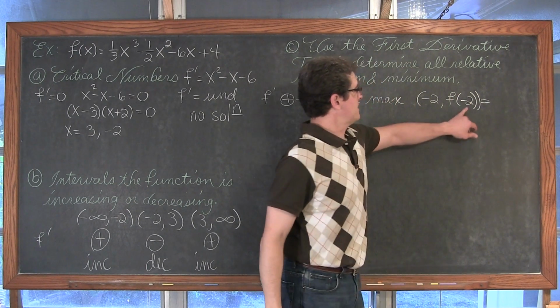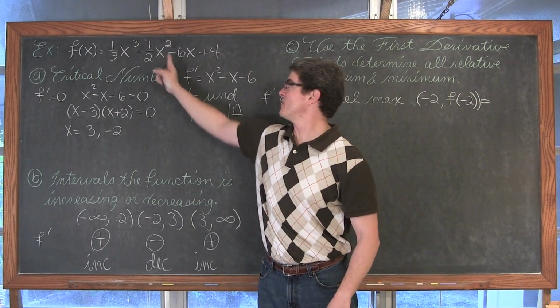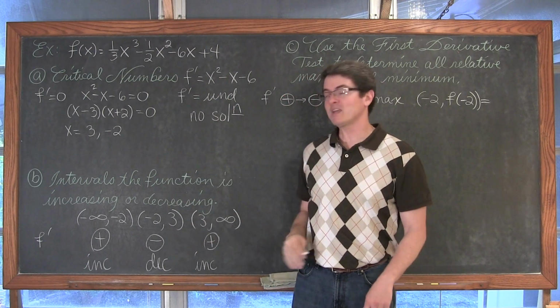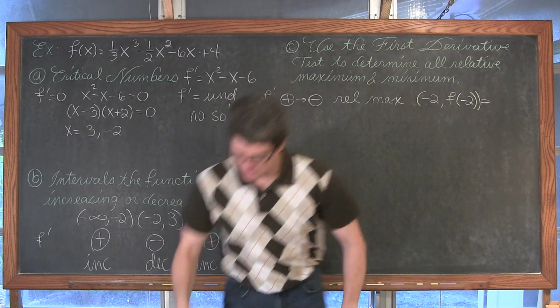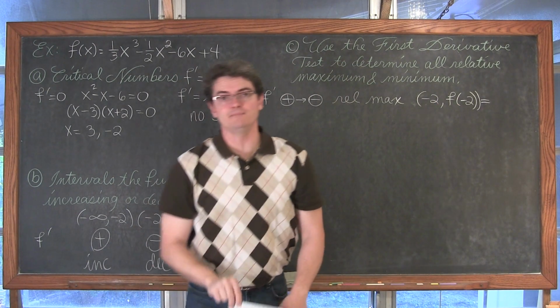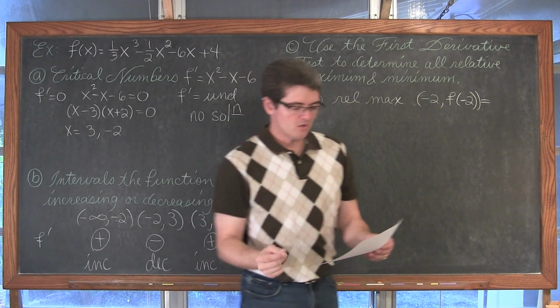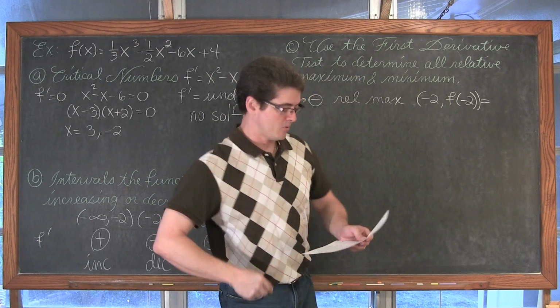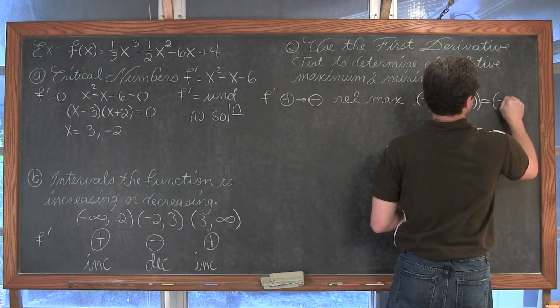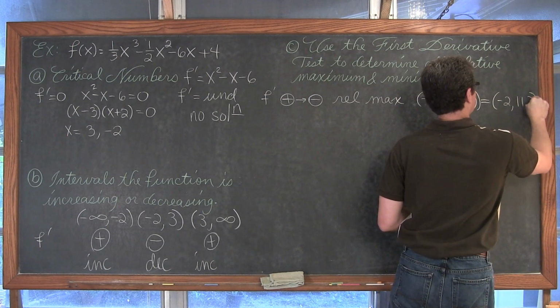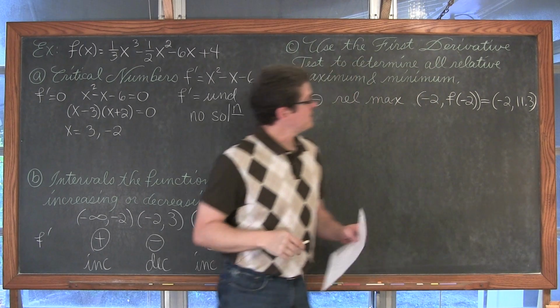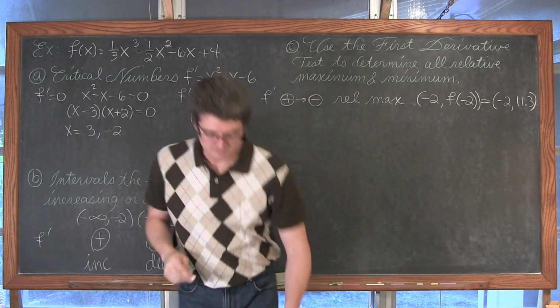Now you're going to have to take that -2, remember to plug it back into the original function, not your first derivative, like you were doing for your test intervals. And when you plug that -2 back into this function, right off the top of my head, you're going to get a y value of 11.3. So we have a relative max at -2, 11.3.